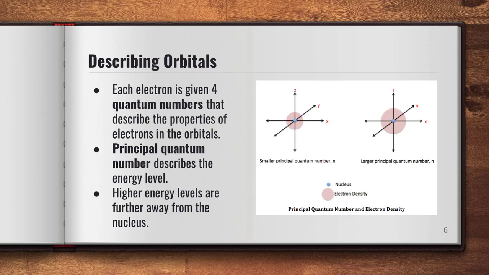So how do we describe orbitals? Well, each electron is given 4 quantum numbers that describe the properties of the electrons in those orbitals. So, for example, the principal quantum number describes the energy level. As we increase in energy levels, the electron is further and further away from the nucleus. So on the right-hand side here, something with a small principal quantum number has a very small energy level. On the right-hand side, a larger quantum number results in a larger volume where we were likely to find that electron. Okay, so the first quantum number is the principal quantum number that describes the energy level.